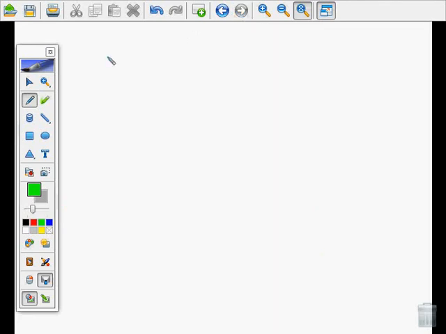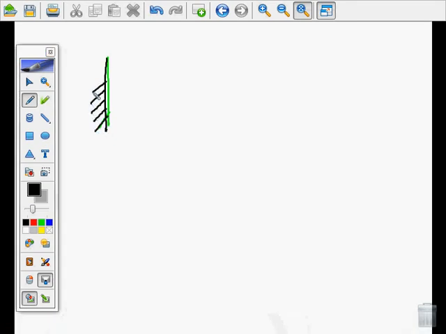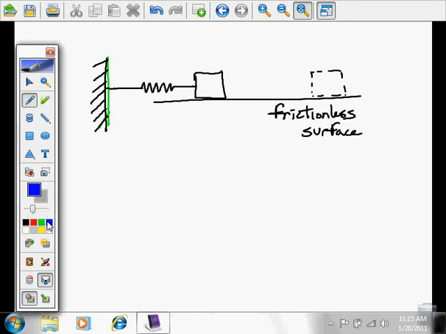Now let's look at a wall. It's like a rigid wall, and let's say there's a spring, and here's a mass, and maybe it's vibrating back and forth on a frictionless surface. And maybe it's going way up to here, back and forth.